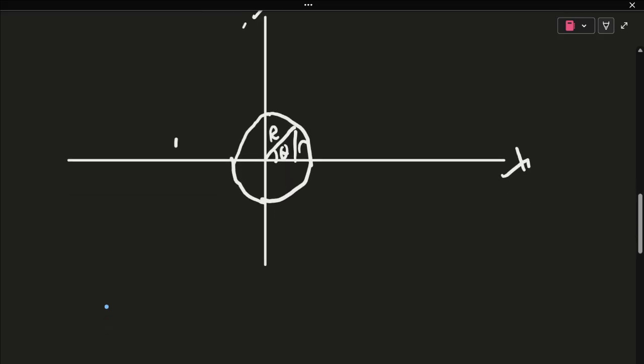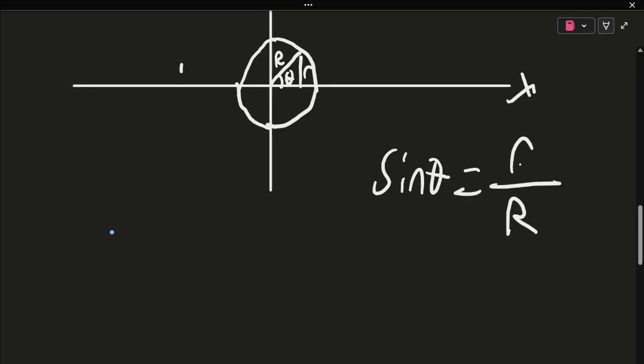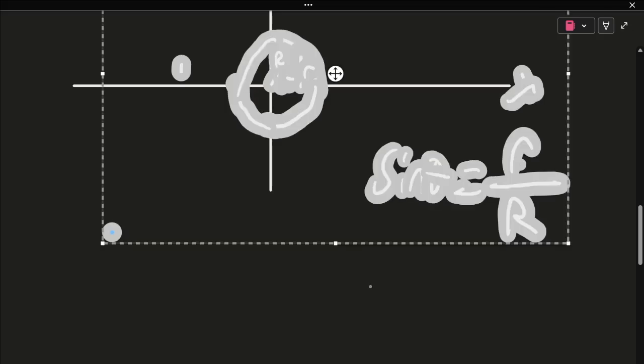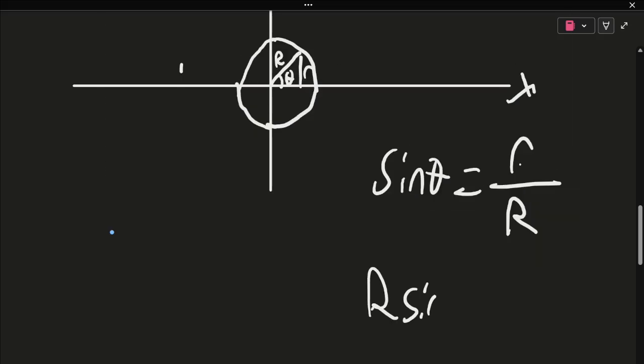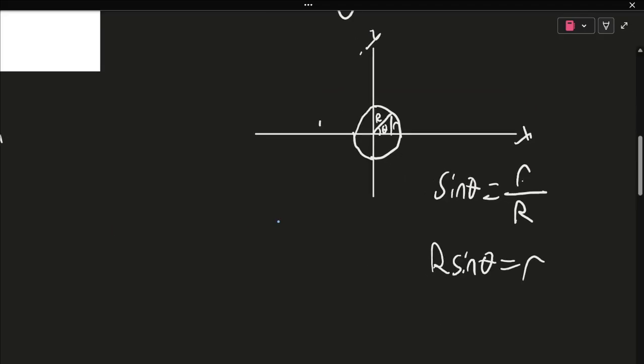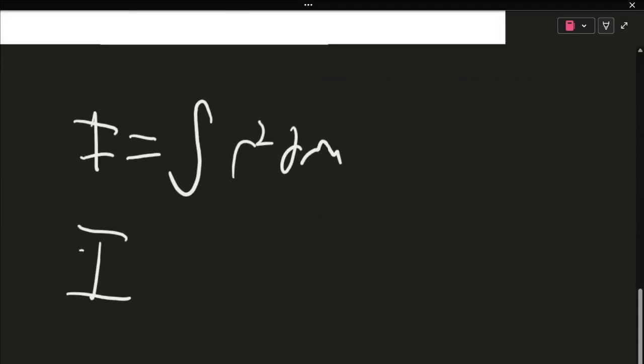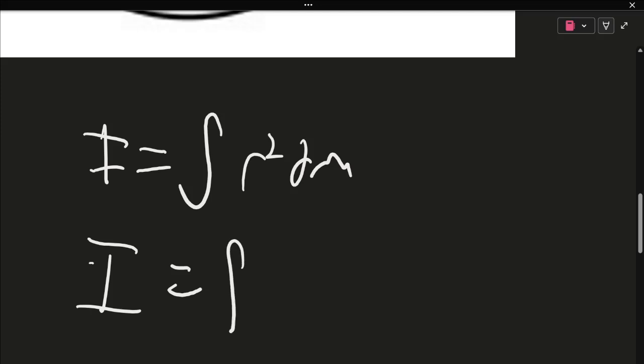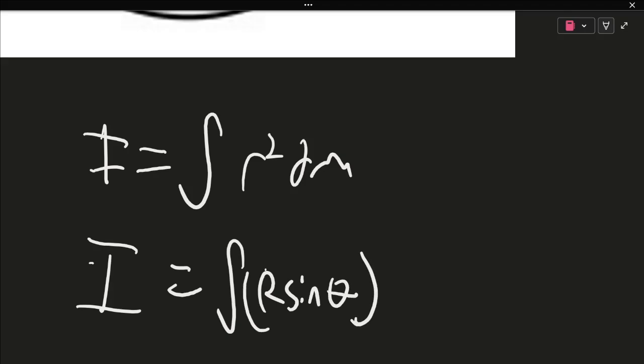How we're going to do this is we're going to say sine of theta is equal to little r over big R. With a simple multiplication, we get R sine theta is equal to r. And we can plug this directly into our moment of inertia equation. So we're going to get R sine theta squared dm.